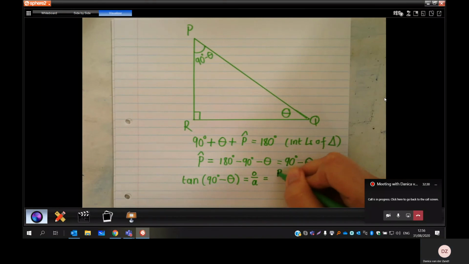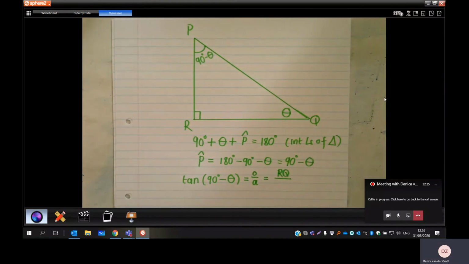RQ. Remember, I asked for 2 letters. And which side would be adjacent to 90 minus theta? Why not PQ? That's also touching my angle. That's my hypotenuse. Fantastic. My hypotenuse is always my hypotenuse.